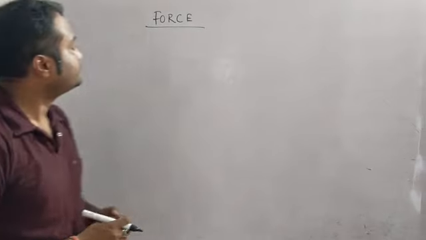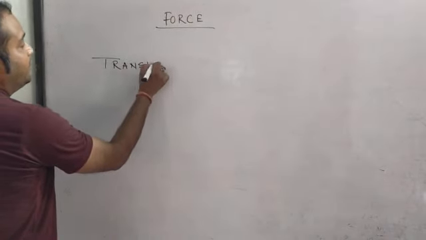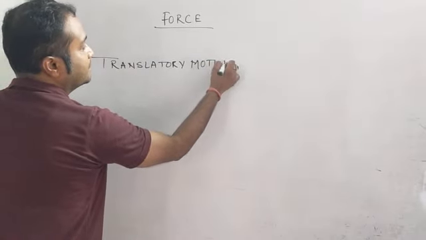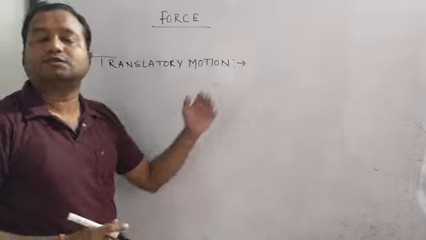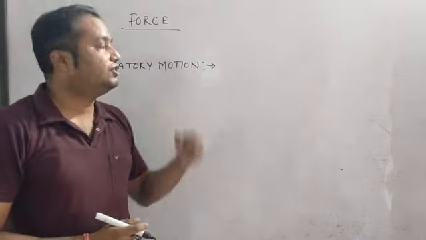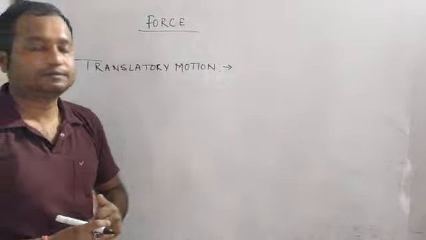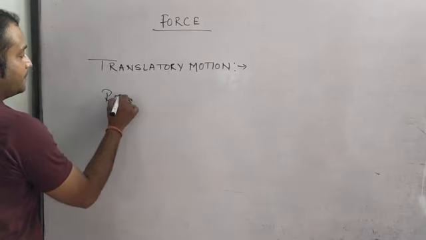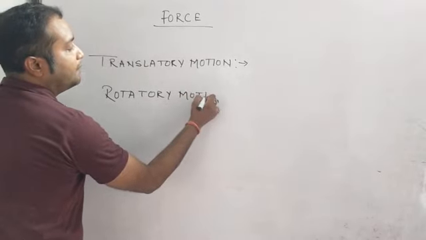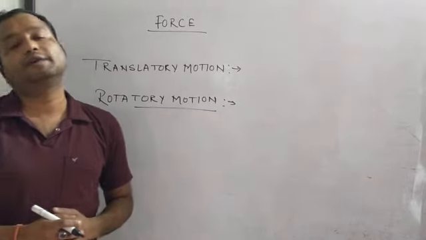Over here, force can bring translatory motion to a body. When I say translatory motion, it means a body moves along a straight line and changes its position with respect to time. That's what translatory motion is. Or it can rotate a body, that means it can provide rotational motion to a given body.